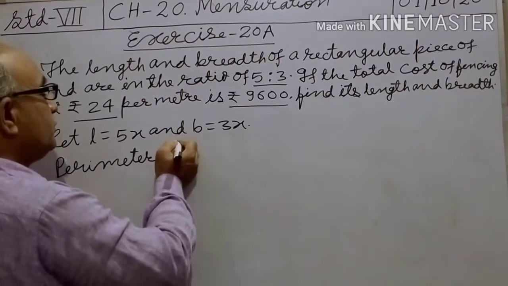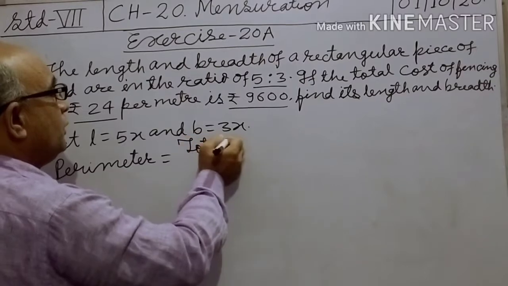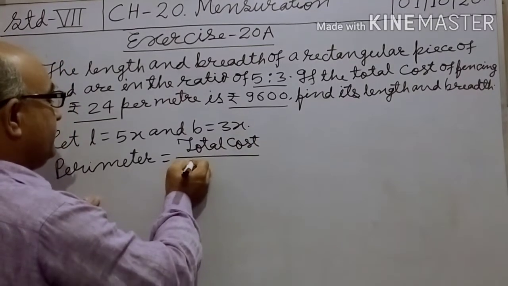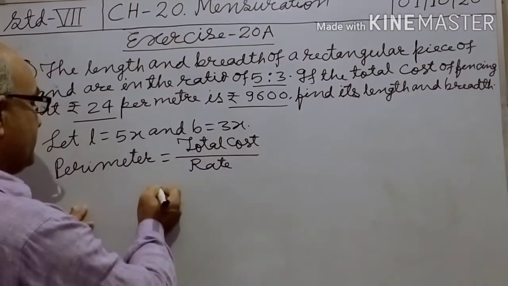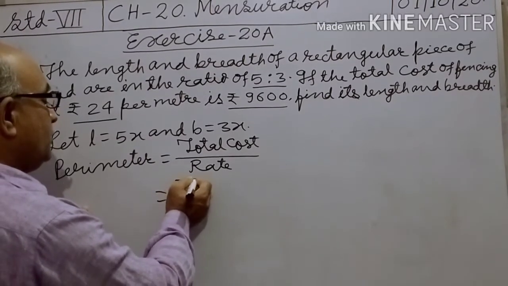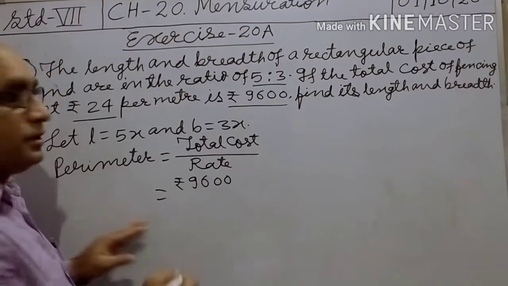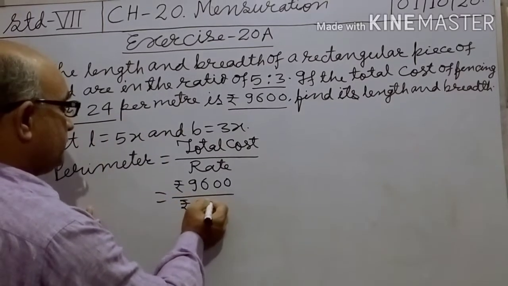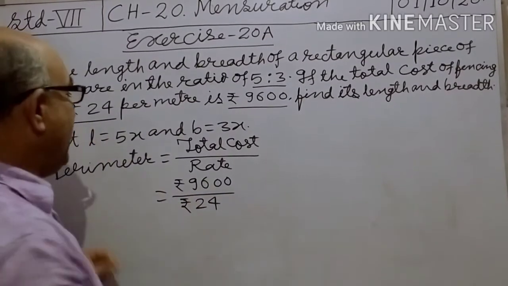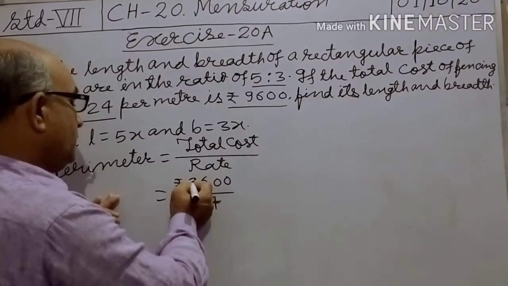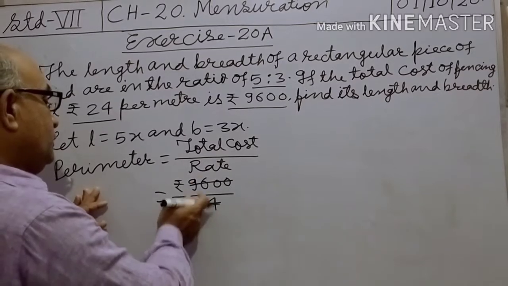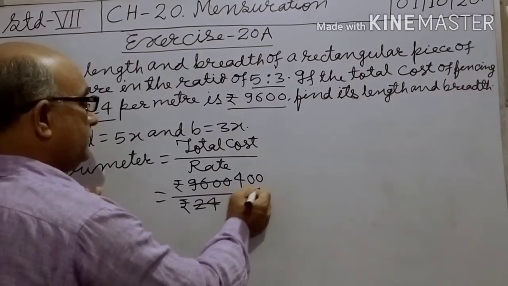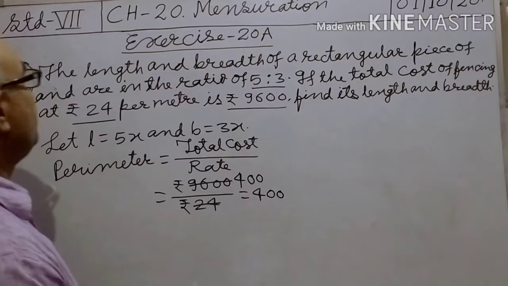Perimeter equal to total cost by rate of fencing, equal to rupees 9,600, the total cost, divided by the rate, rupees 24. 24 times 4 is 96, so 400. Perimeter is 400.